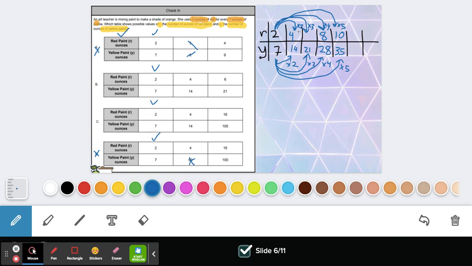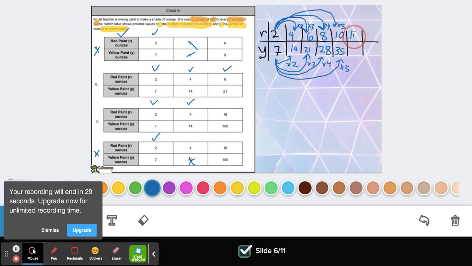Oh, and I forgot to fill out this table. So 2 times 3 is 6. Now notice how my last values give me a 6 with 21. This one gives me 6 with 21, so this one's good. And these two are good. So now let's check 16. To get to 16, I have to multiply by 8. So times 8. Remember, if you don't know, what we can do is work backwards.